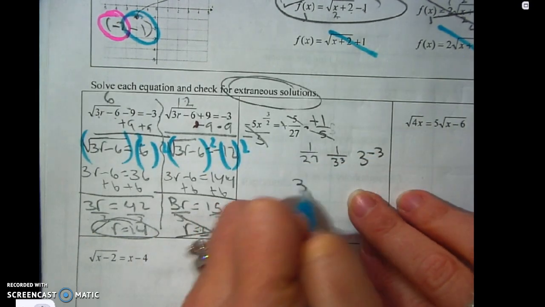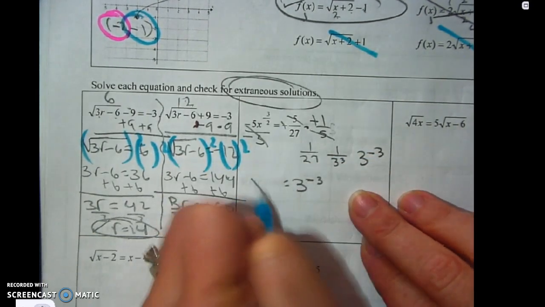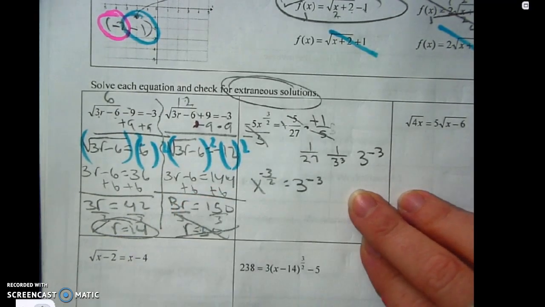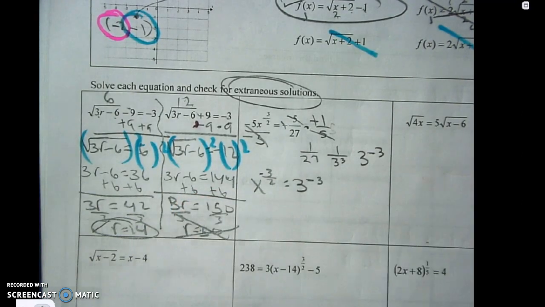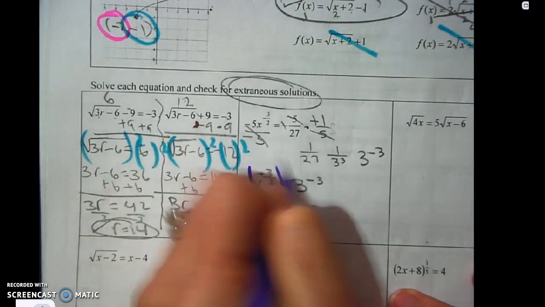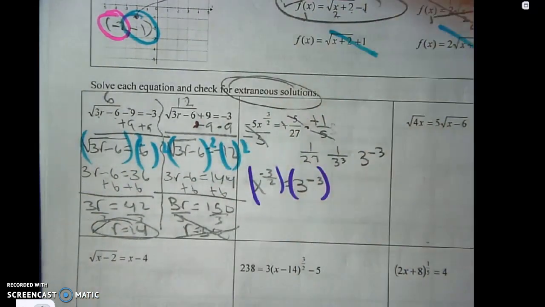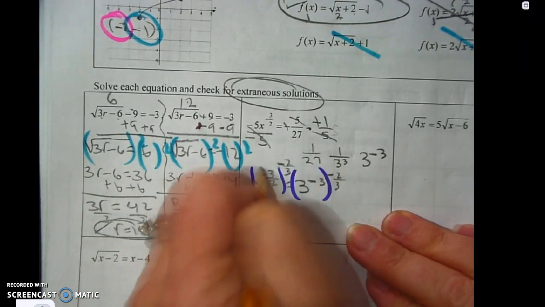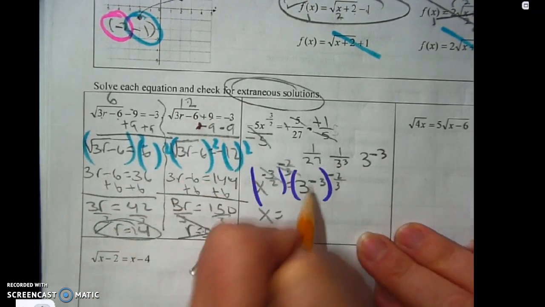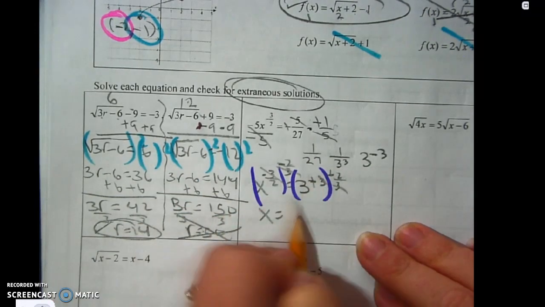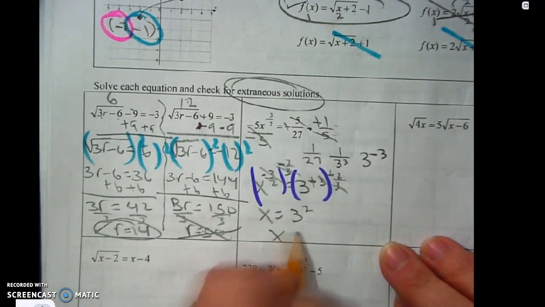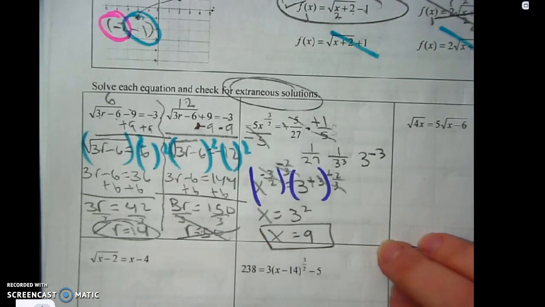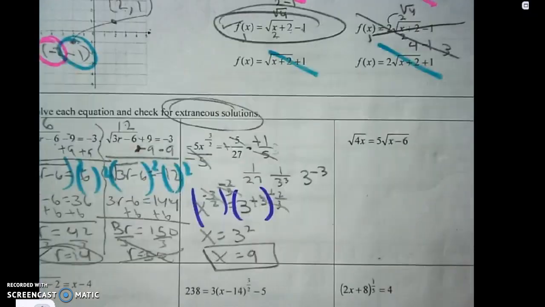So let me move down now. 3 to the -3 equals x to the -3 halves. Now what I want to do is solve for x. I multiply by the reciprocal, -2/3, -2/3. That's all gone. X equals negative and a negative make a positive. 3 over 3 is gone. 3 squared, x equals 9. Okay, let's do the next one.